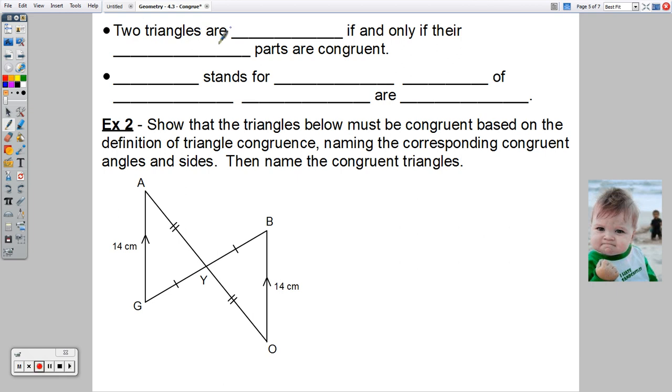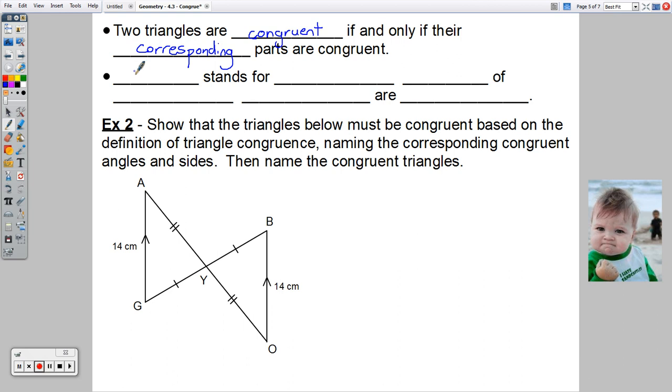However, before that, two triangles are congruent if and only if their corresponding parts are congruent. So this is an if and only if statement. That means you can start by saying two triangles are congruent, and that means the corresponding parts are congruent. You can start by saying the corresponding parts are congruent, and that also means the two triangles would be congruent. So it works in both directions when you have that if and only if phrase.